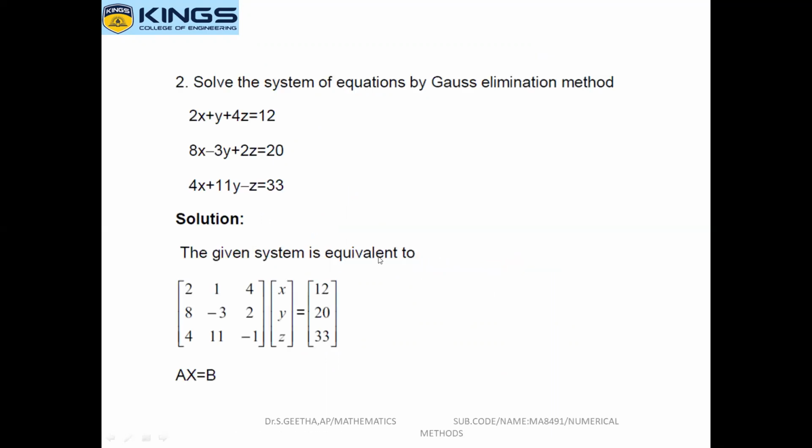Second problem: solve the system of equations by Gauss elimination method. 2x plus y plus 4z equal to 12. 8x minus 3y plus 2z equal to 20. 4x plus 11y minus z equal to 33. This is the given system of linear equations. Now, we write the given system as AX equal to B. A is the coefficient matrix, capital X is the column matrix x, y, z, and capital B is the column matrix 12, 20, 33.